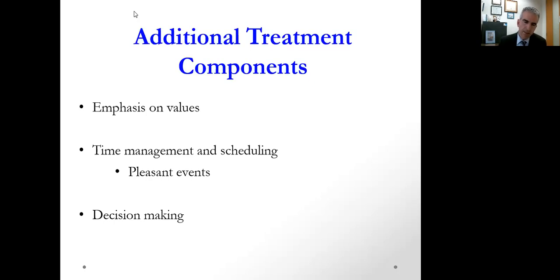Have pleasant events, spend time with people that you love. So that is an important part of the treatment. And then finally, decision making. And so we will work through how to approach decisions by gauging their importance. How much time should you spend on that decision?